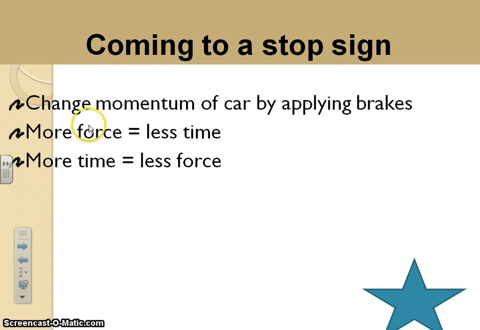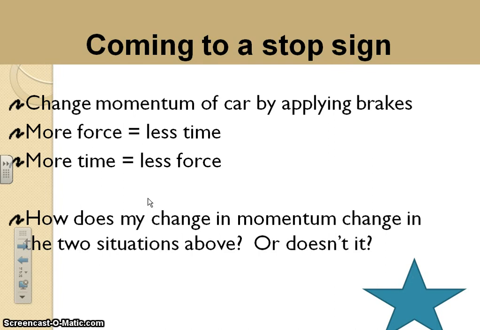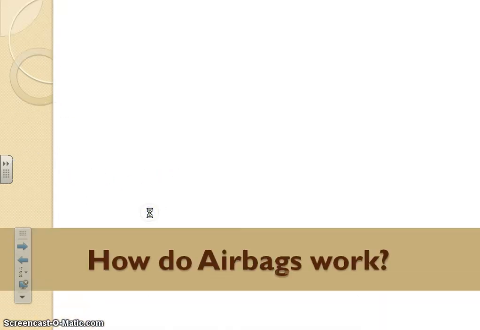If, however, he jams on the brakes and applies more force, well, he's going to come to a stop much quicker. That's something you might want to do if somebody surprises you, jumps out in the road in front of you or something like that. How does the difference in momentum change in the two situations above? Either way, you're coming to a stop. You're just doing it quicker or slower, depending on how much force you apply.